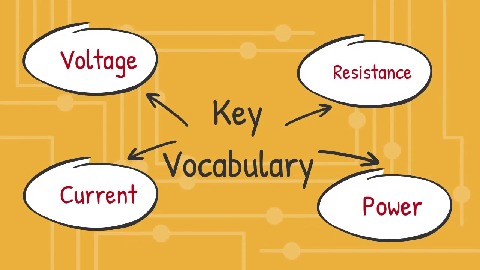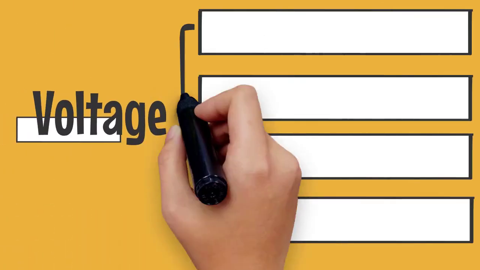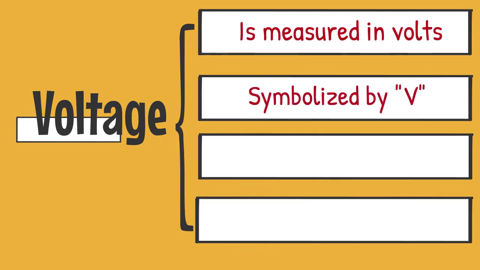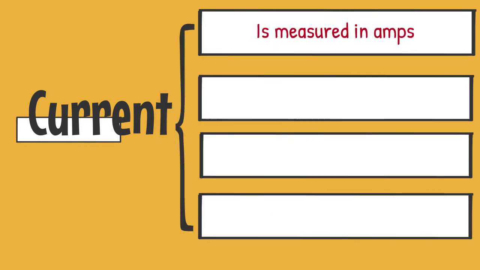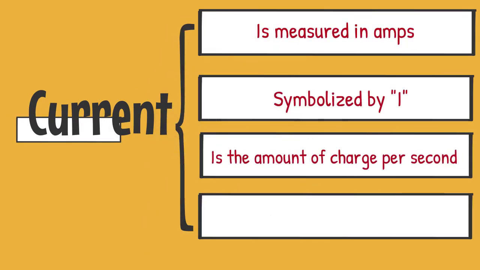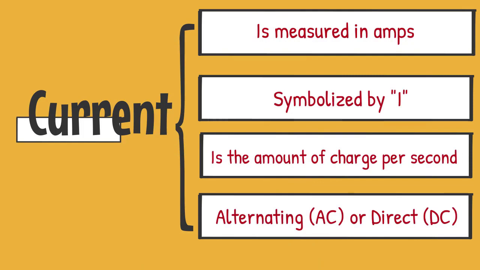resistance, and power. First off is voltage, which is measured in volts. The SI unit is symbolized by a capital letter V, basically equivalent to energy and also known as potential or potential difference. Next up is current, which is measured in the SI unit amps or amperes, symbolized in the equations by a capital letter I.